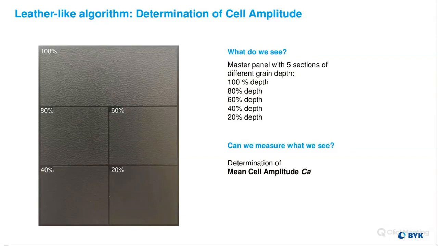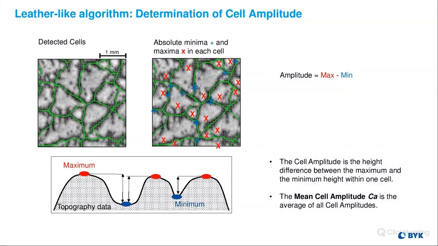We can do that based off of our mean cell amplitude, which is our CA value. And how do we determine this? So here we have an example of how this is done. On the left side, you see the 3D topography data with the segmentation into cells. Within every cell, there's some maximum and minimum points, which are the red and blue circles. By calculating the vertical distance between those 2 values, we can get the cell amplitude.